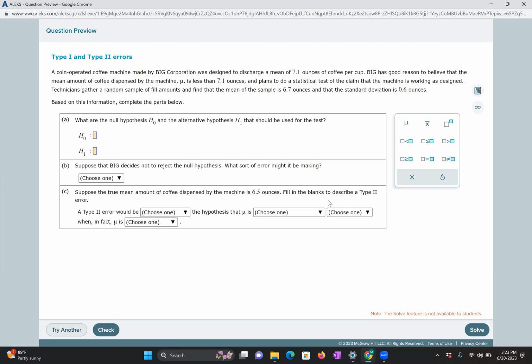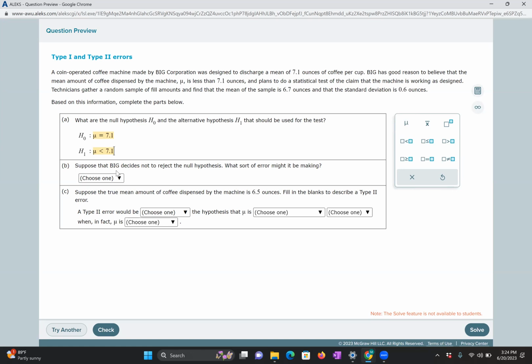Let's take a moment and just read the question in. It says a coin-operated coffee machine made by Big Corporation was assigned to discharge a mean of 7.1 ounces of coffee. The company has good reason to believe that the mean amount of coffee dispensed is less than 7.1. So we're looking at mu equal to 7.1, as opposed to mu less than 7.1.